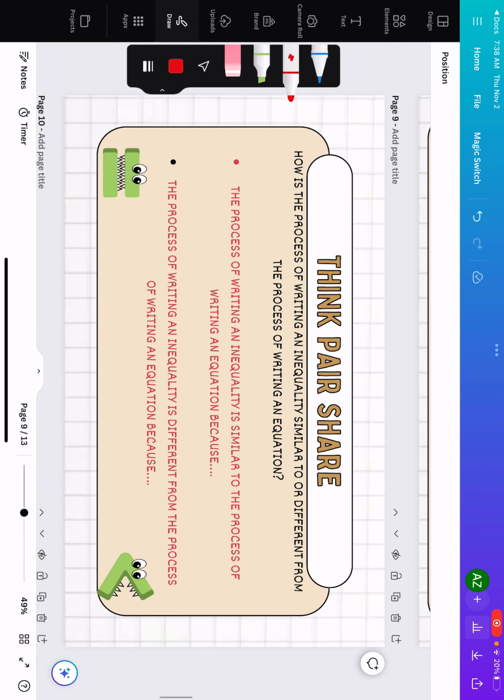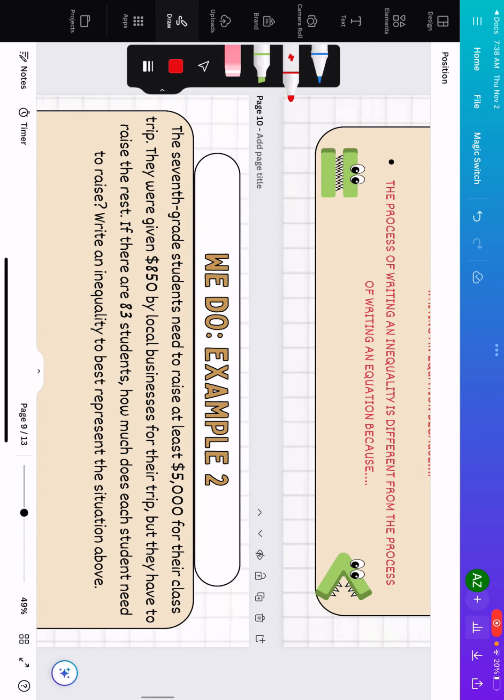Now for our think, pair, share, I just want you to write out the sentence stems. How is the process of writing an inequality similar or different from the process of writing an equation? So for the first one, tell me one way that they're the same. For the second one, tell me one way that they're different.